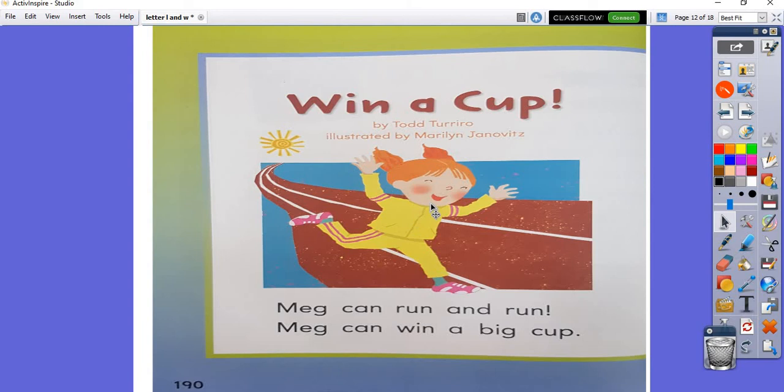Is she happy or sad? She is happy. What type of clothes is she wearing? She's wearing sports clothes. Yes? What is the weather? This is sunny weather. Maybe this girl, she's running. Maybe. Because the story name is Win a Cup.